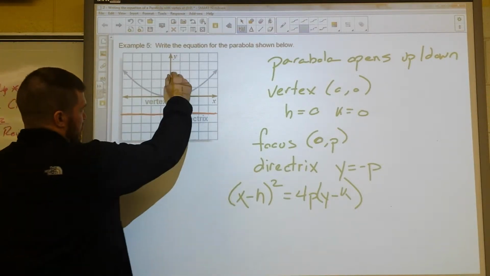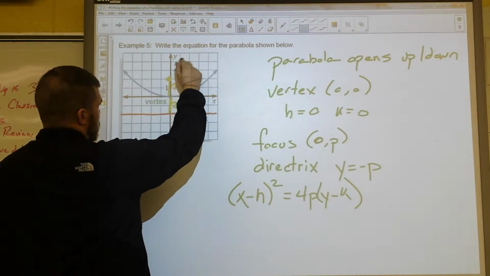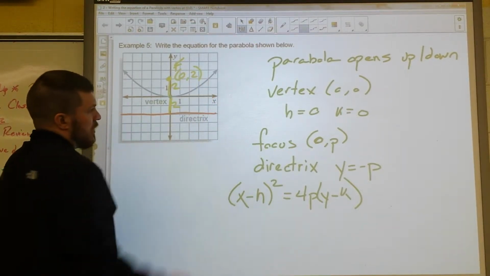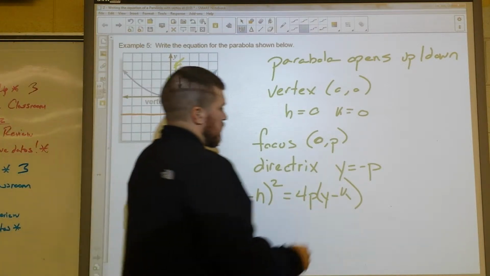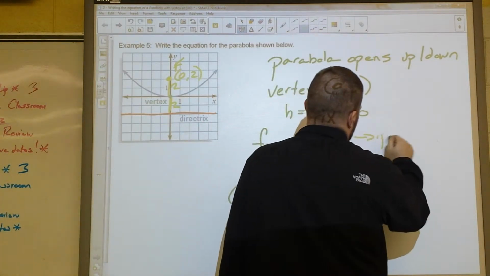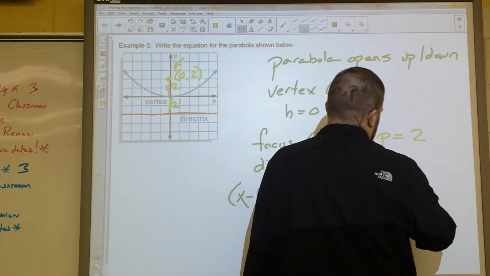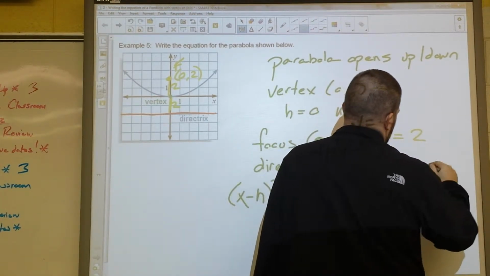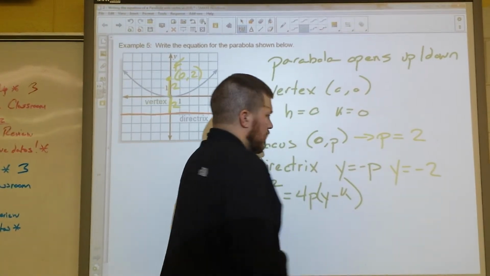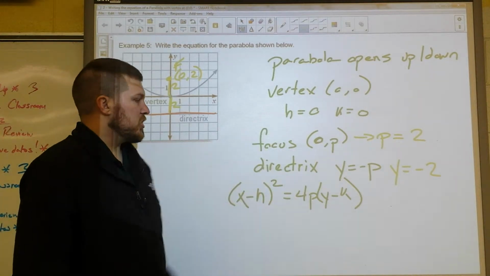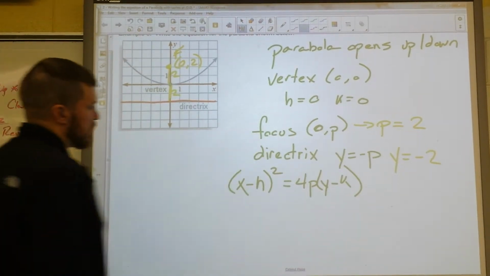So that means obviously on here to graph the focus is at 0, 2. Well, since I know the focus is at 0, 2, that means that p has to be positive 2. My directrix has an equation y equals negative 2. Okay? As soon as I know what p is and I already know what h and k are, I can write the equation for this parabola.